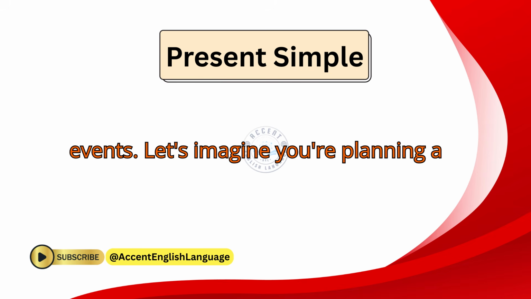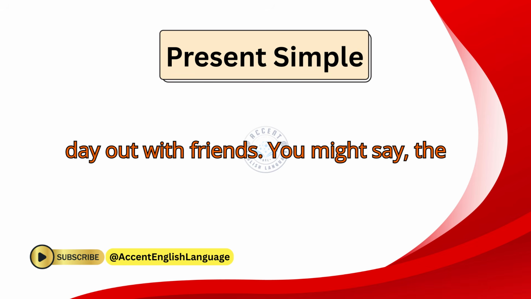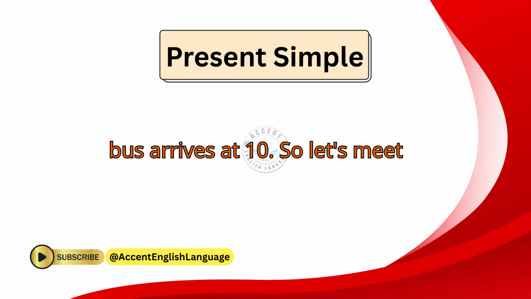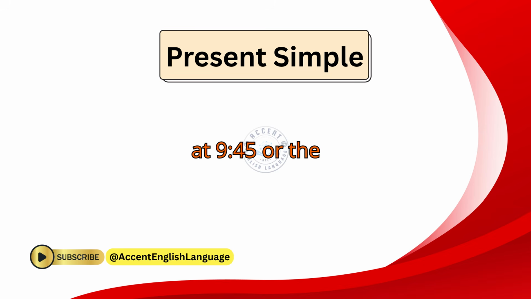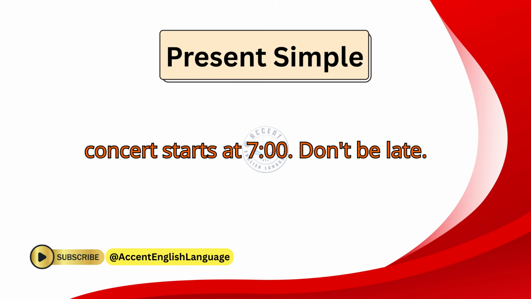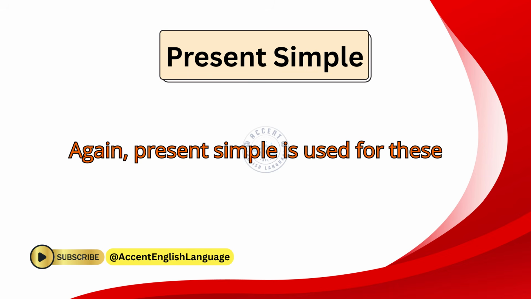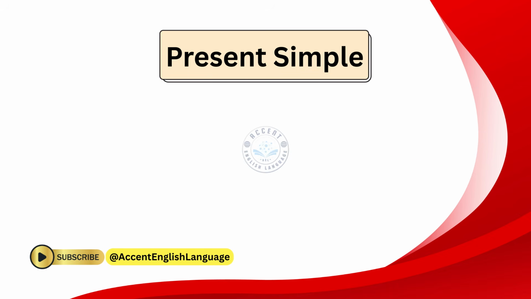fixed events. Let's imagine you're planning a day out with friends. You might say, the bus arrives at 10, so let's meet at 9:45. Or, the concert starts at 7, don't be late. Again, present simple is used for these scheduled times.